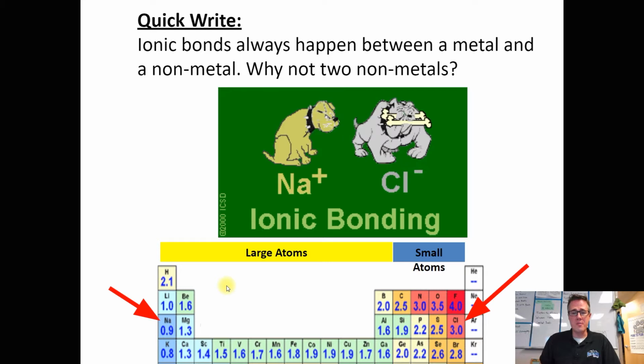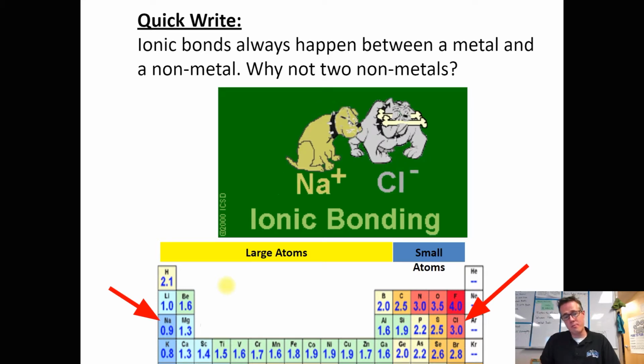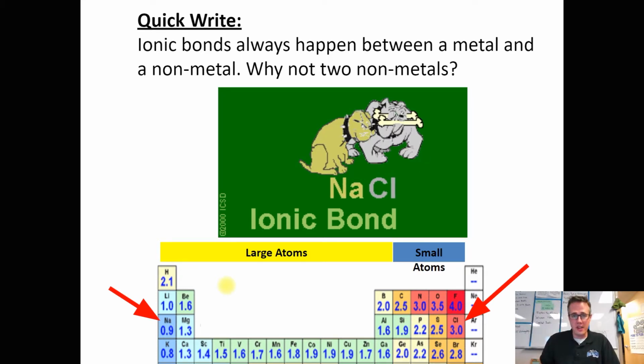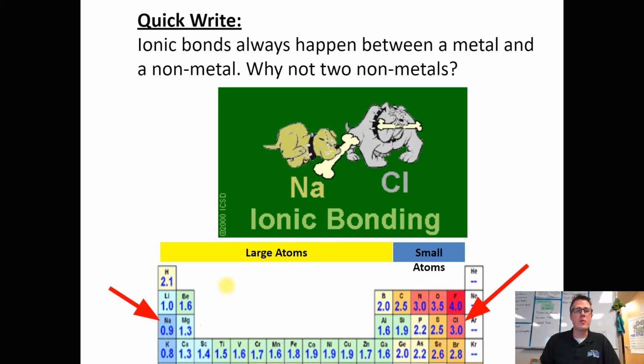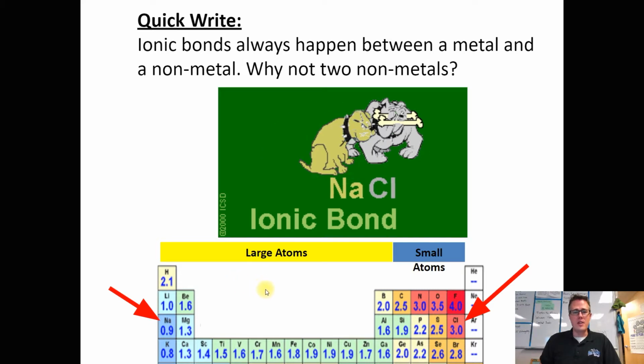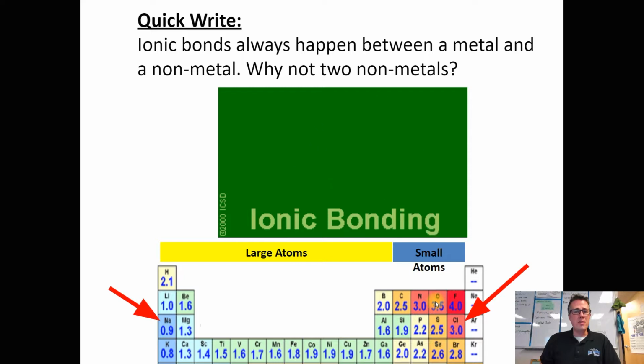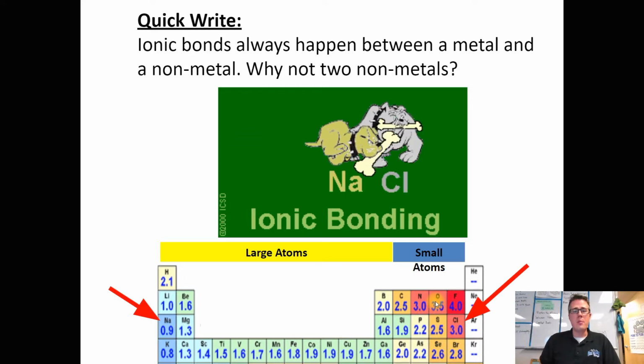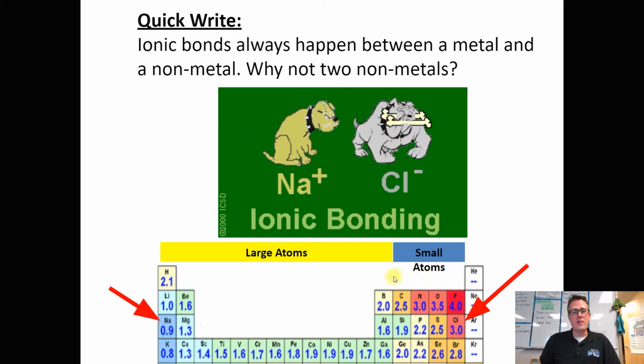When they're right next to each other, negative ions attract positive ions, and they stick to each other exactly like magnets. On your paper, there's a spot for a quick write. Ionic bonds always happen between a metal and a nonmetal, or the fat kids and the little kids. Why can't it be between two nonmetals? Please pause this video and write that on your paper.